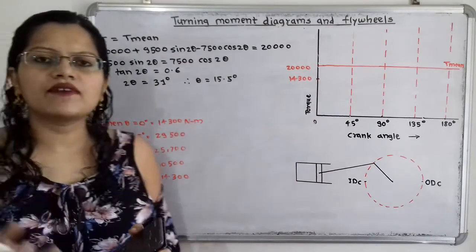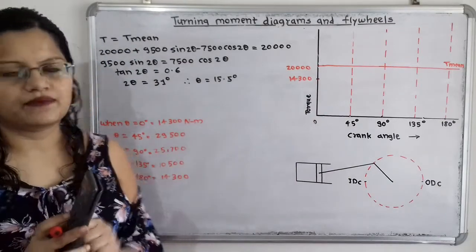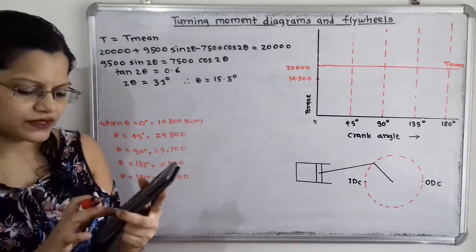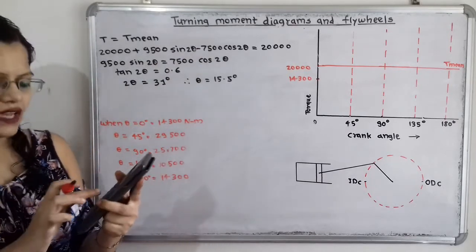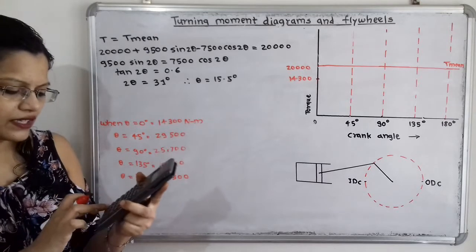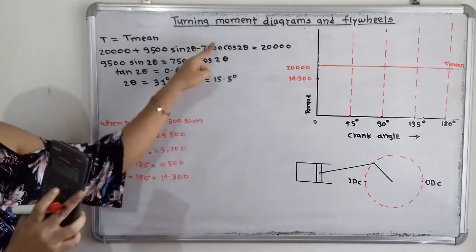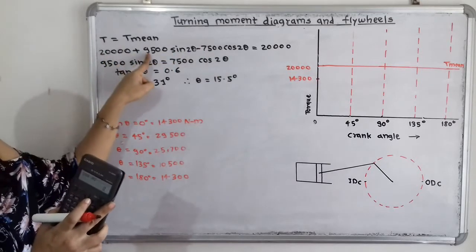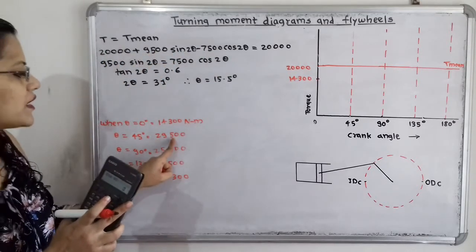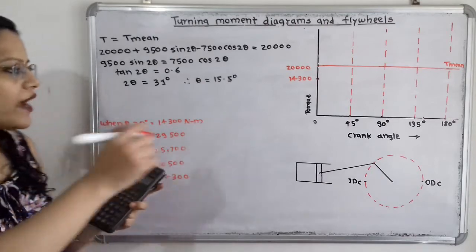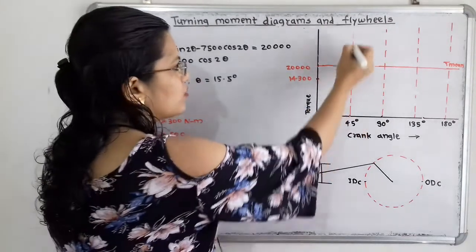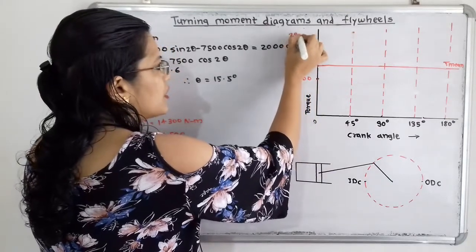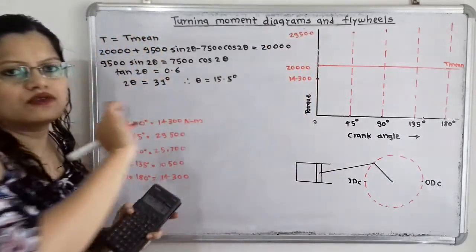Then in the same way we will move to the next angle, 45 degree. For 45 degree, 45 into 2 is 90. What is the value of sine of 90? That is 1. And what is the value of cos of 90? That is 0. So for cos of 90, this whole term will become 0. Here the value is 20,000 plus 9,500, that is 29,500. So at this 45 degree the value is above the mean. Here we will select a point, and the value of torque is 29,500 Newton meter.